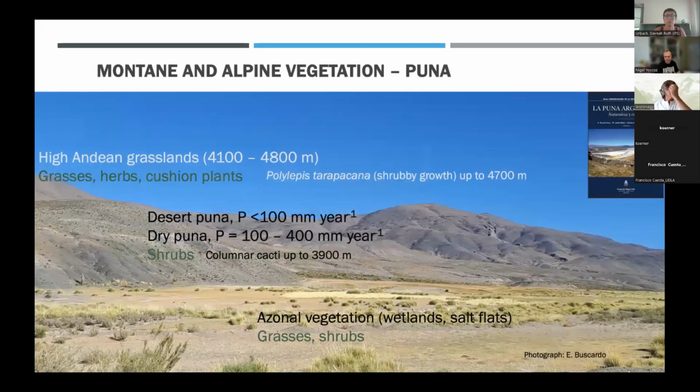Okay, going further south, we have the so-called Puna. It's a high mountain alpine vegetation where the precipitation is considerably lower and it diminishes with the latitude. Various vegetation types can be seen. Desert Puna here with the sparse shrubs. There is an azonal flush here, a flushed wetland.